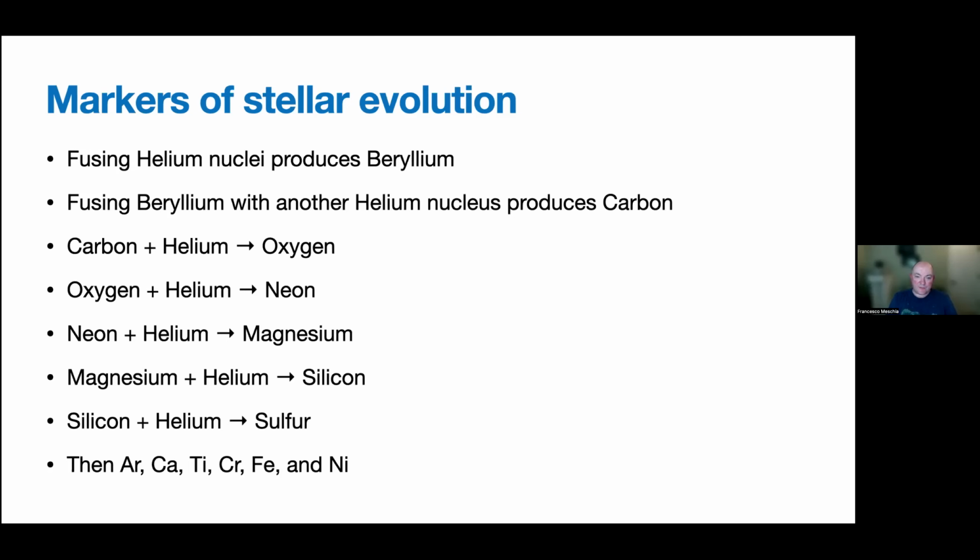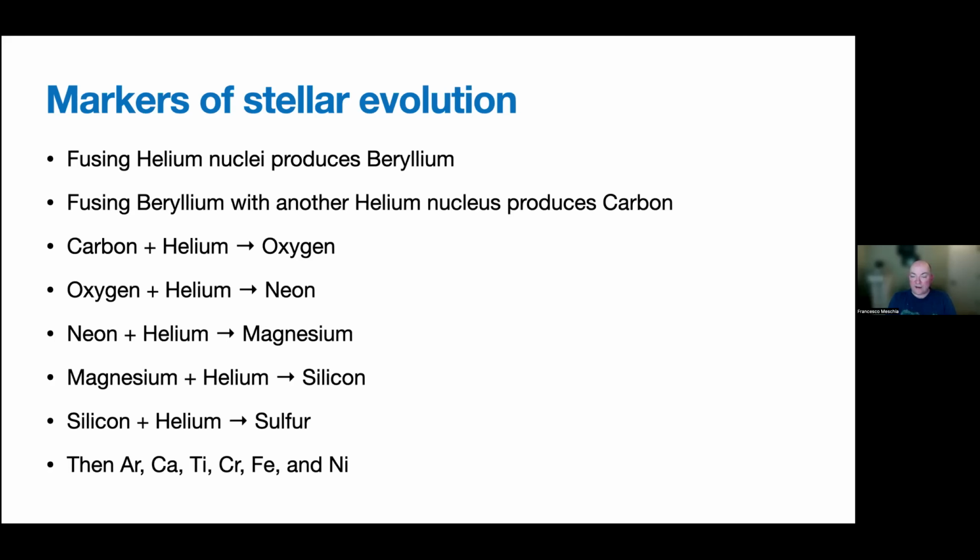So a star like the sun fuses hydrogen into helium. But when you have produced helium, if the temperature is sufficiently high, helium nuclei can fuse and produce beryllium. And if you fuse another helium nucleus with a beryllium nucleus, you're going to produce carbon. And then carbon plus helium, you get oxygen, oxygen plus helium, neon, neon plus helium, magnesium, and then silicon, and then sulfur. And you can continue producing argon, calcium, titanium, chromium, iron, and finally nickel.